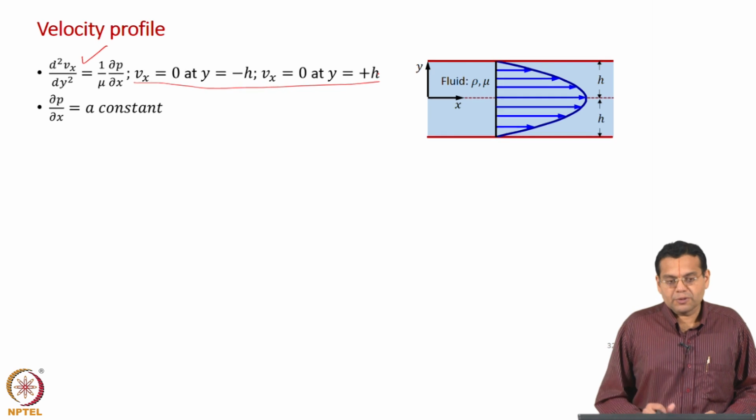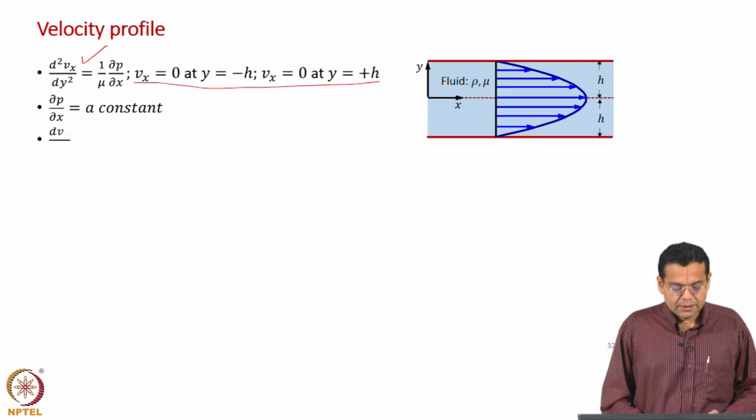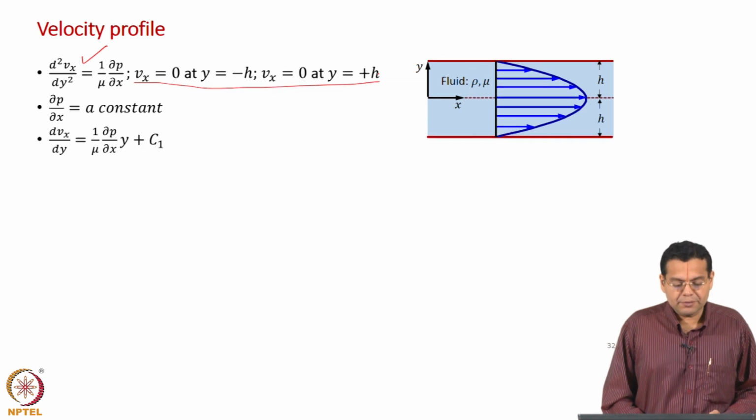Okay. Now, to proceed further, to integrate, you should know that ∂p/∂x is a constant, it is a given value. Okay. It is the pressure gradient along the direction of flow. So, let us integrate once, we get dVx/dy is equal to (1/μ)(∂p/∂x) y plus a constant C1.